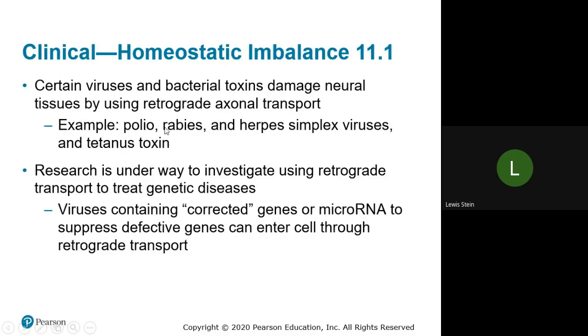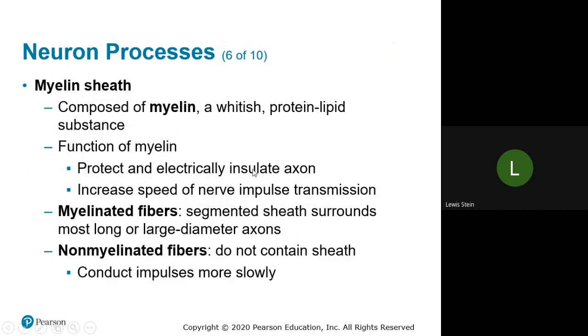So polio, rabies, herpetics, tetanus toxin, things that you've touched before. And again, this is the idea of implanting viruses using retroviruses, basically taking the HIV out of HIV and using the reverse transcriptase enzyme, and that's what gene therapy is about. Okay, microRNA, etc., those types of things.